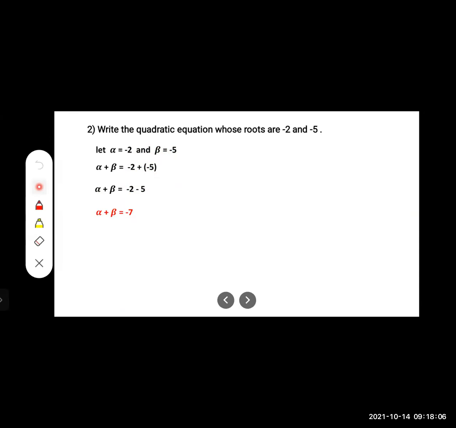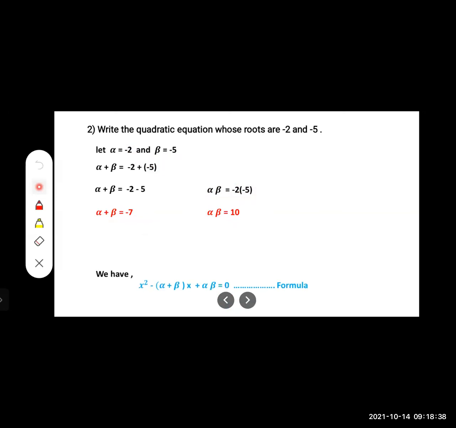Clear, children? And what about the next one? Alpha into beta. See here, alpha into beta you have to find. Equal to minus 2, you write the value for alpha, and into minus 5 for beta. So minus into minus, what will become? Plus. 2 5s are how much? 10. Okay, so alpha into beta, you will get 10. So alpha plus beta we got and alpha into beta also we got. Clear, children? Yes.